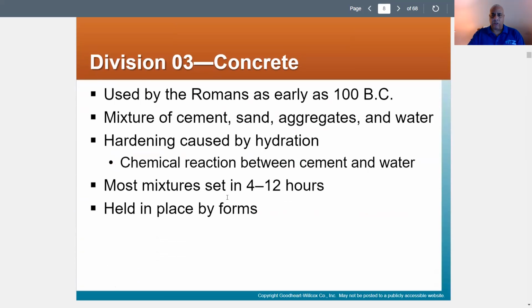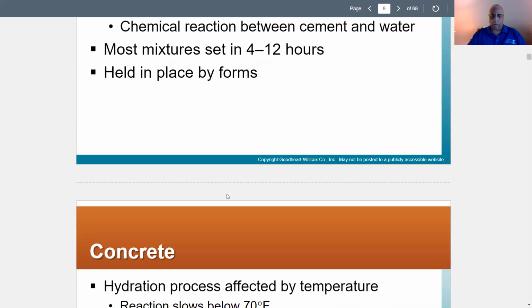Then you have your division 3, concrete, which was used by the Romans as early as 100 BC. Concrete is a mixture of cement, sand, aggregates, and water. And then hardening is caused by hydration, which is a chemical reaction between cement and water. Most mixtures set in 4 to 12 hours, and concrete is generally held in place by forms.